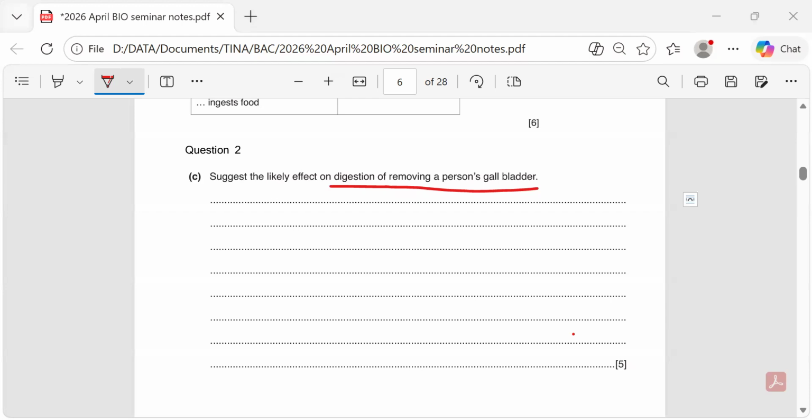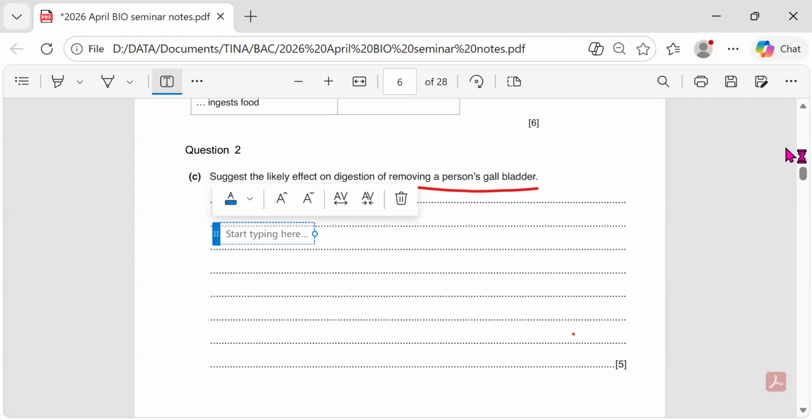Okay, so bile. Effect on digestion: the bile duct goes to the gallbladder. So cannot store bile, so no bile sent to the duodenum. So the pH in the duodenum remains acidic.